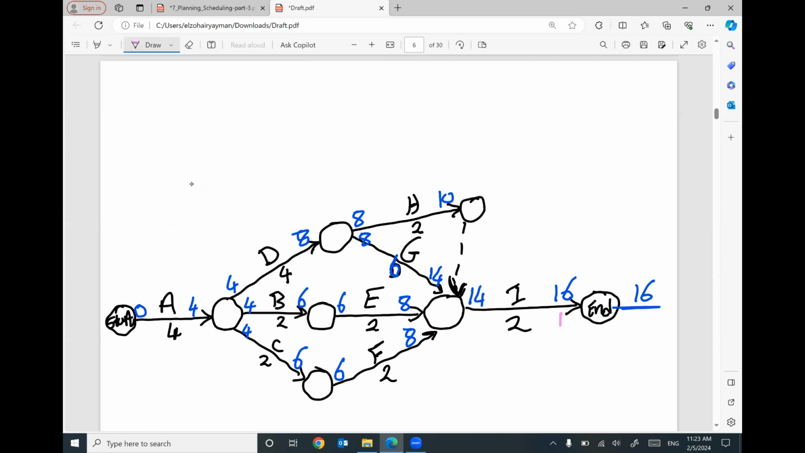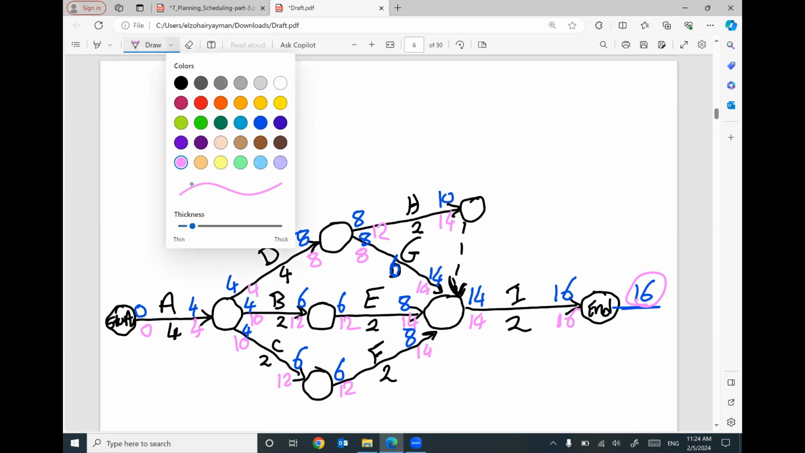I will move backward. So the latest finish for this activity will be 16, the total duration of the project. 16 minus 2 will be 14. This 14 will be the late finish for all of these activities. 14 minus 2 will be 12. 14 minus 6 will be 8. 14 minus 2 will be 12. 14 minus 2 will be 12. We have here 12 minus 2 will be 10. We have here 12 minus 2 will be 10. We have here 8 and 12. I'm going to use the smallest number, which is 8 minus 4 will be 4. We have 4, 10, 10. I'm going to use 4 minus 4 will be 0.